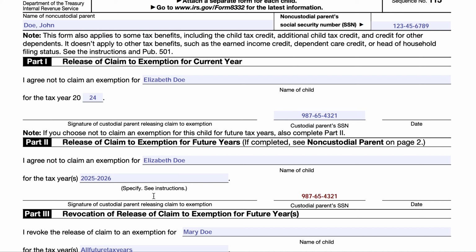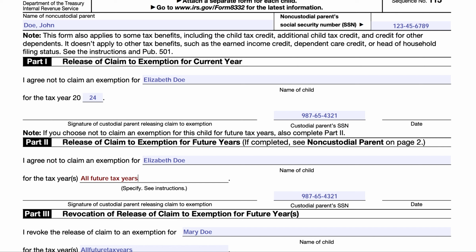So another option that Mary Jane could take is if she decides she doesn't ever really want to claim that exemption. She can write all future tax years. And this basically means that for as long as Elizabeth Doe can be claimed as a dependent, Mary Jane Doe has notified the IRS that she's giving up her right to claim that exemption for as many years as someone can claim Elizabeth Doe as an exemption on their tax return.